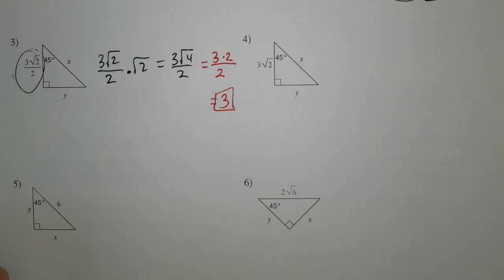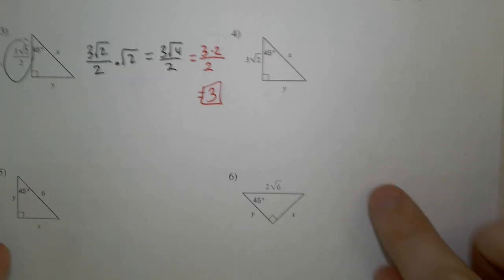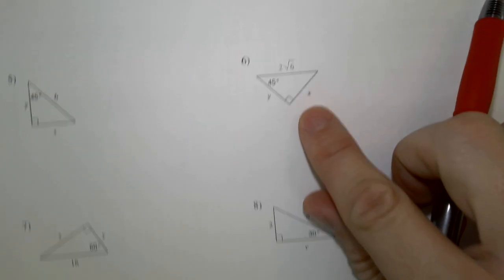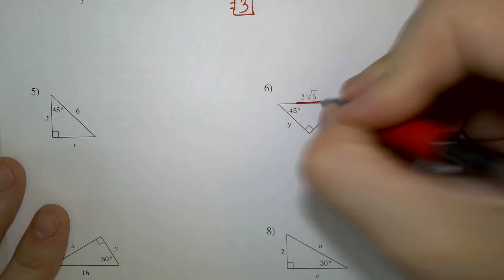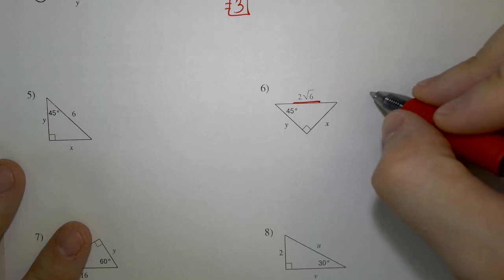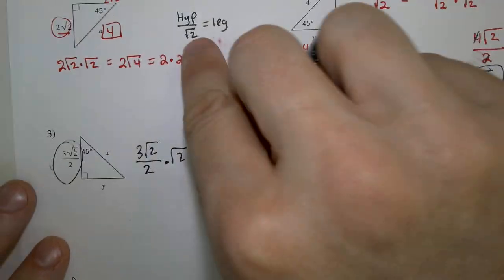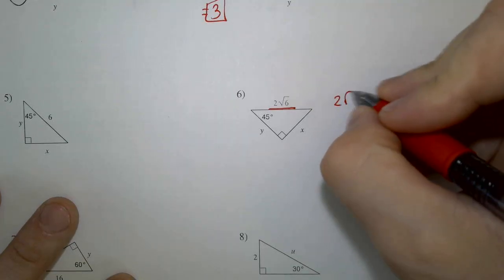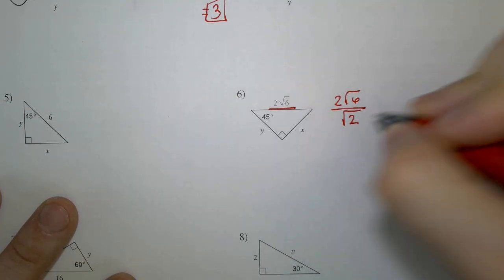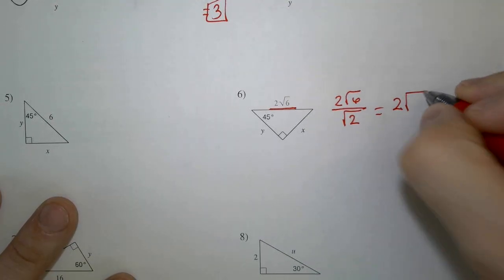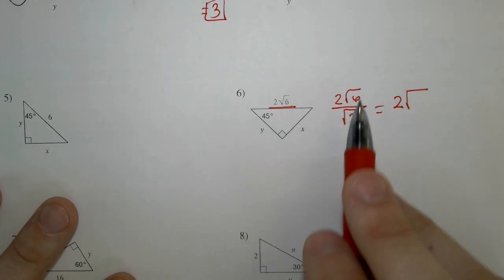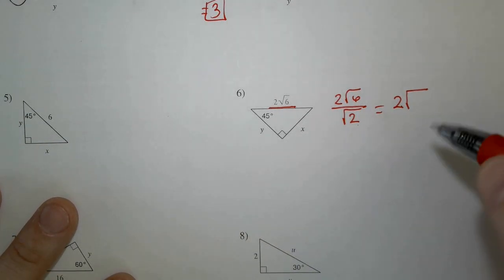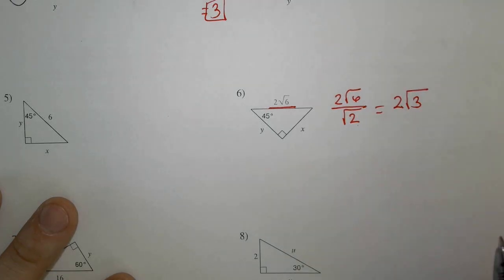All right? So we're going to do one more with a 45-degree triangle. It's going to be number 6 because it's a unique problem. See how here you're still provided the hypotenuse, and the hypotenuse this time is a radical. If you're provided the hypotenuse, you divide by the square root of 2. So we're going to need to take 2 square root of 6, divide by the square root of 2, to get 2 square root of, if they're in the radical, they can divide. So square root of 6 and square root of 2 can divide to make 2 square root of 3.